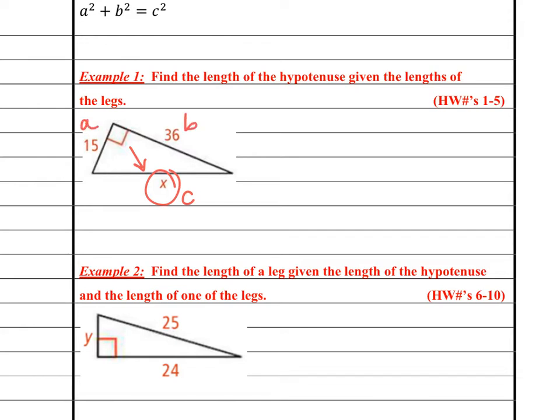Please, don't make me sad. Don't be like, oh, the one that's tilted is C. 36 is not C. 36 is not the hypotenuse.